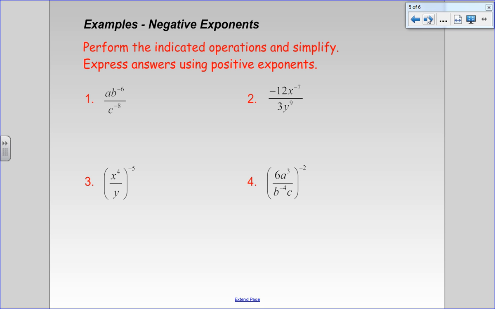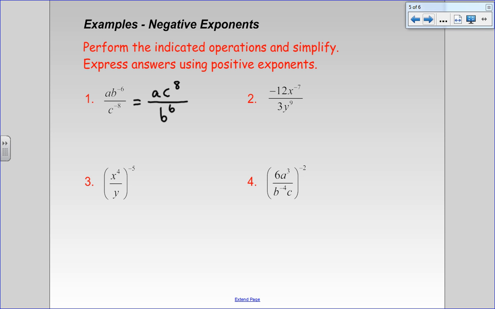Now let's simplify some expressions using these properties of negative exponents. In problem 1, we have the fraction a b to the negative sixth over c to the negative eighth. Note that we have three factors here. The first factor is a to the positive first power, so that should stay in the numerator. However, the second two factors have negative exponents, so we'll move them to the other side of the fraction bar. B to the negative 6 moves to the denominator and becomes b to the sixth. C to the negative eighth moves to the numerator and becomes c to the eighth. So our answer is a c to the eighth over b to the sixth.